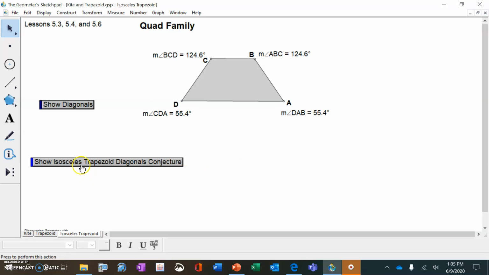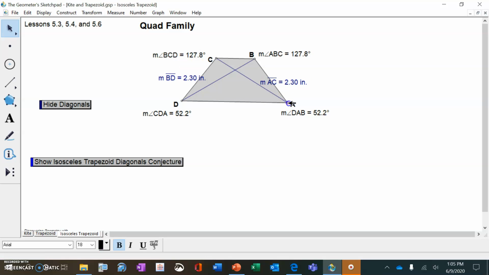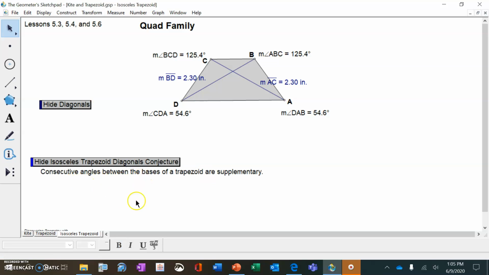Okay, our last one. This is what I wanted to do here, right there. I'm going to look at the diagonals. AC is 2.30 and BD is 2.30. Now, if I look at them, keep your eyes focused on those 2 numbers, and I move this, those diagonals are going to stay equal to each other. So the diagonals of an isosceles trapezoid are always congruent.